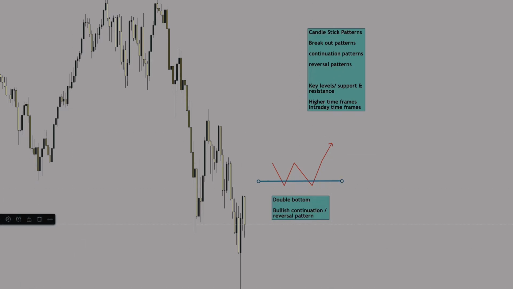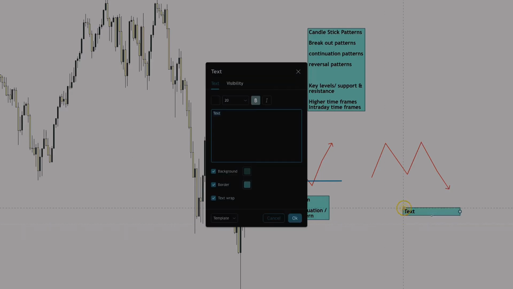The next pattern we're going to look at is a double top, which is a bearish continuation slash reversal pattern. So let me apply these notes.